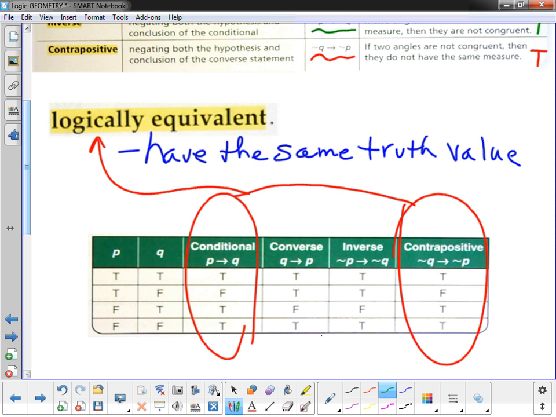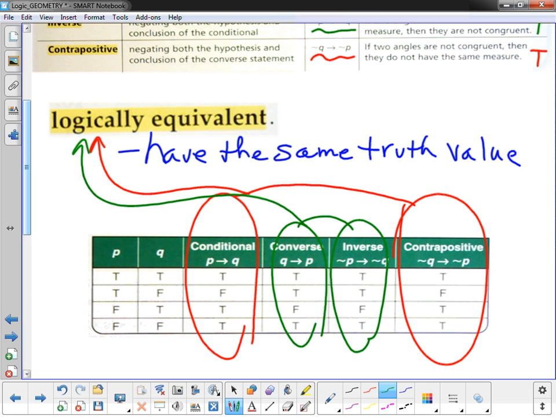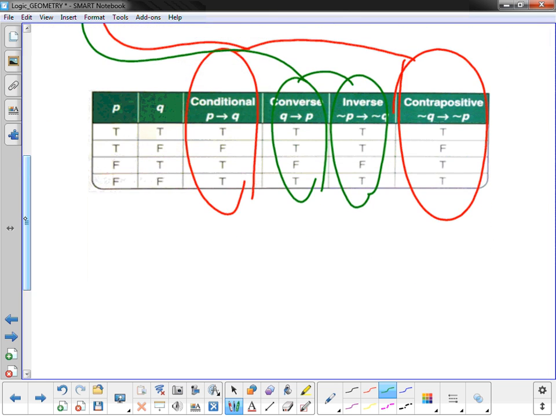Now, in this particular case, the converse and the inverse also had identical truth tables. We considered them logically equivalent as well. So anytime the entire truth table for any conditional statement is looked at and they're identical all the way down, we call those logically equivalent.